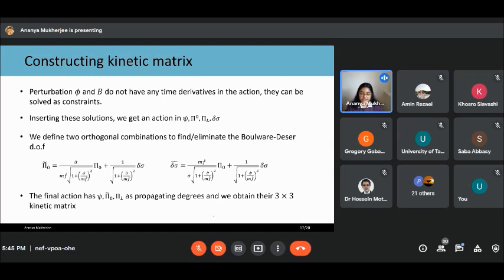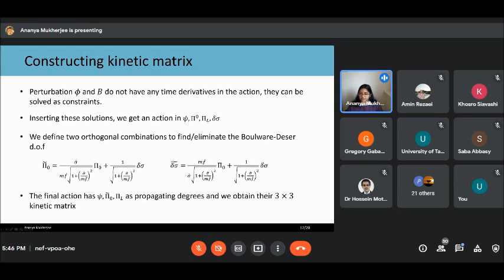So this is a walkthrough on how we eliminated the non-dynamical degrees of freedom. The perturbations phi and b appeared as Lagrange multipliers, so we could solve them as constraints. Inserting back phi and b into the action, we obtained an action in 4 perturbations: psi, pi 0, pi l, and delta sigma. Then we defined 2 orthogonal combinations to find the Boulware-Deser degree of freedom.